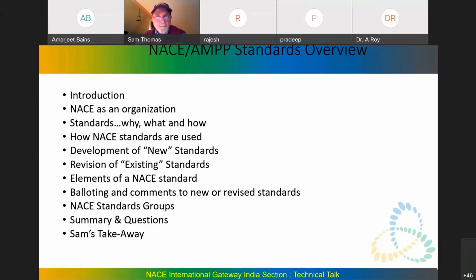We'll talk about what happens within NACE relative to balloting as you go through the process of developing a new standard or a revision of a standard, and what you have to do to address the comments and resolve them as you're developing the standard. I will walk you through the standards groups within NACE today. There are 23 different standards groups, and within each group you will have committees. I chair the SC03 group, which has 24 different committees that address different elements of corrosion coatings, as well as test methods. And then I have some summaries, and I have my own takeaway at the end.